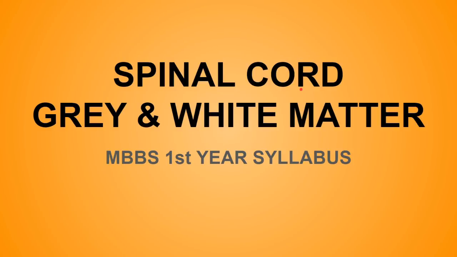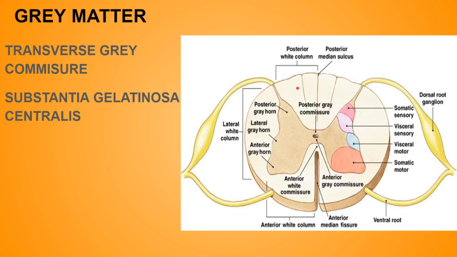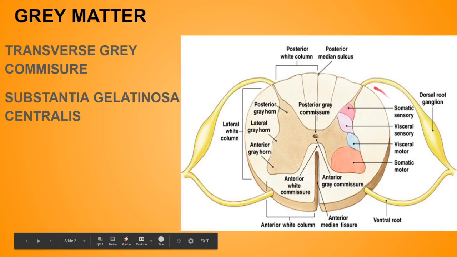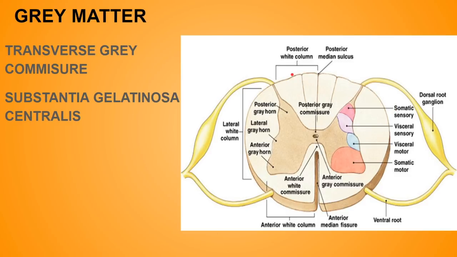Hello everyone. Today we will discuss the grey and the white matter of the spinal cord. Now first of all, this is the cross section of the spinal cord. When we do this, we will be able to see two matters. There is a grey matter, this is the grey matter, and outside this is the white matter. This whole is the white matter.